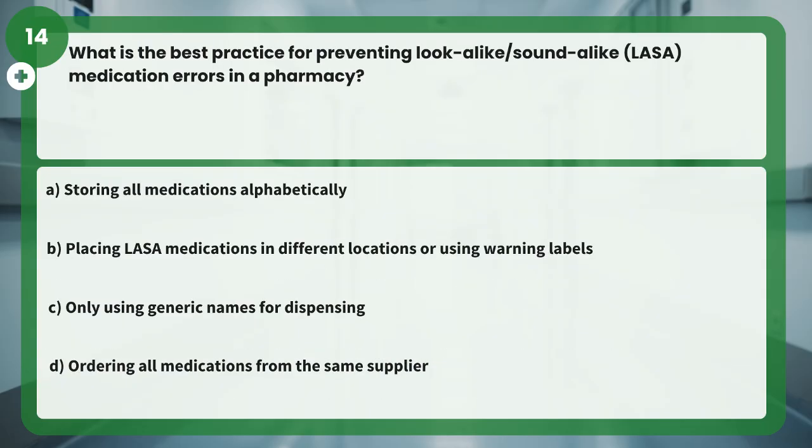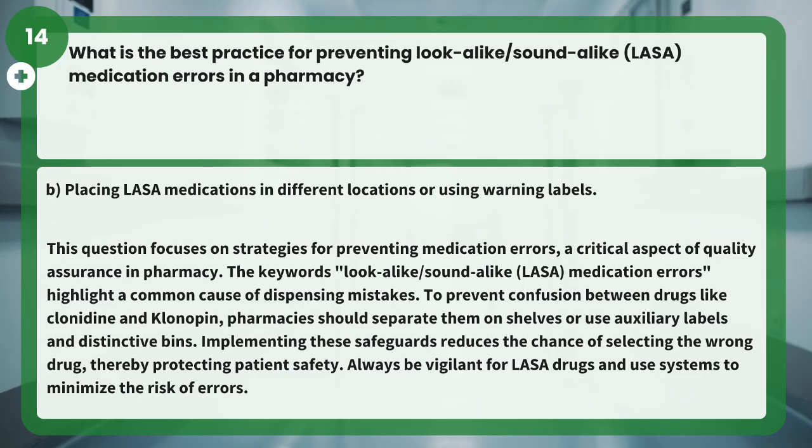Question 14. What is the best practice for preventing look-alike/sound-alike medication errors in a pharmacy? A. Storing all medications alphabetically. B. Placing look-alike medications in different locations or using warning labels. C. Only using generic names for dispensing. D. Ordering all medications from the same supplier. Answer: B. Placing look-alike medications in different locations or using warning labels.